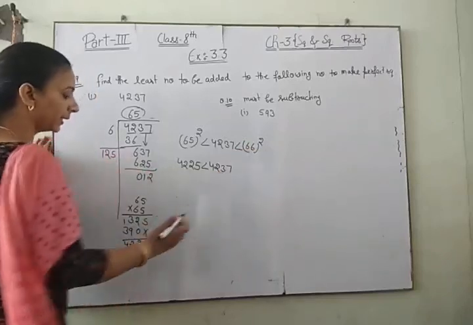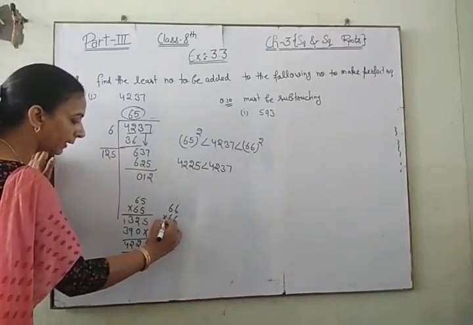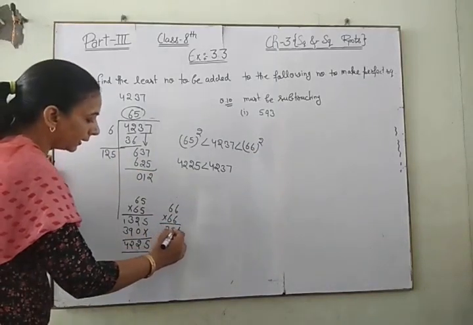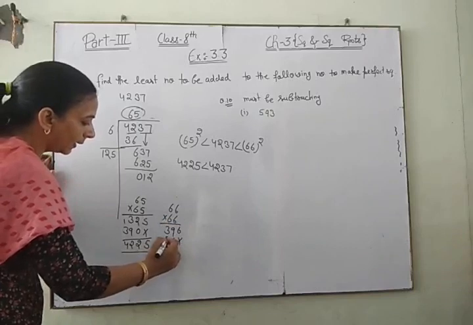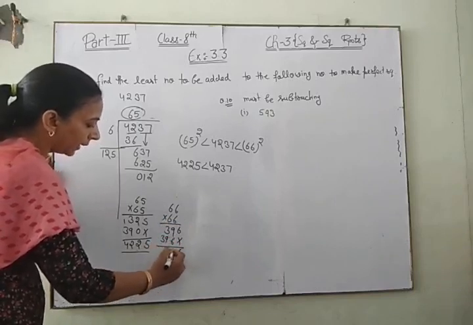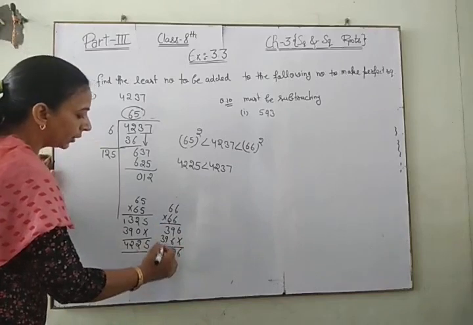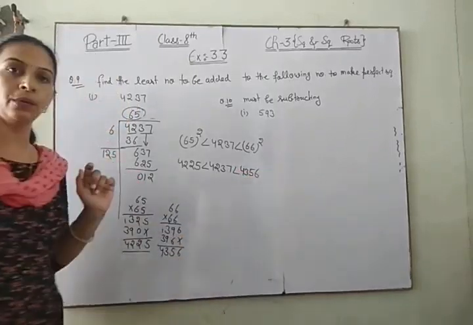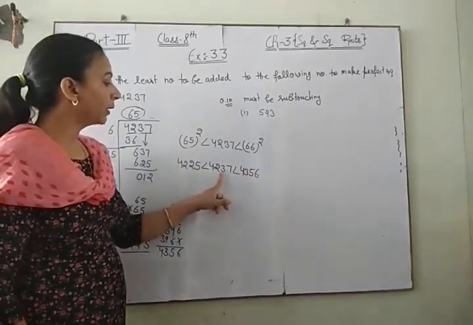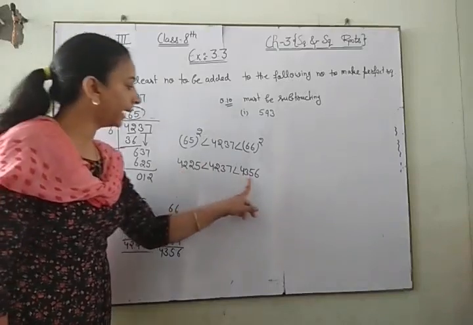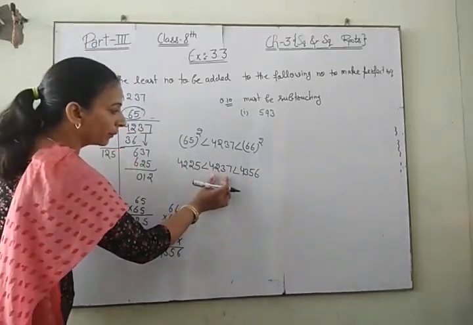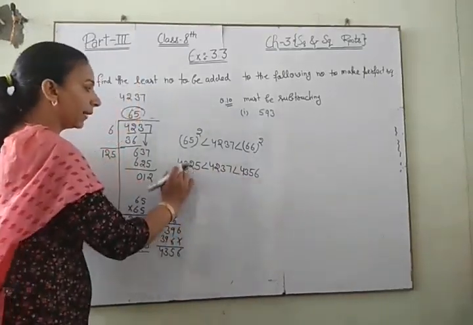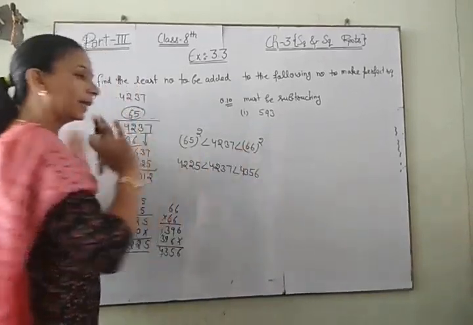Next we take the square of 66. 6 6s are 36, and so on, that is 4356. 4237 is greater than this number and less than this number. This is not a perfect square. This is a perfect square of 65, and this is a perfect square of 66.